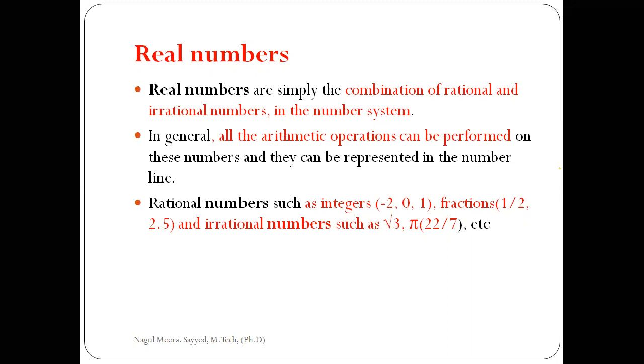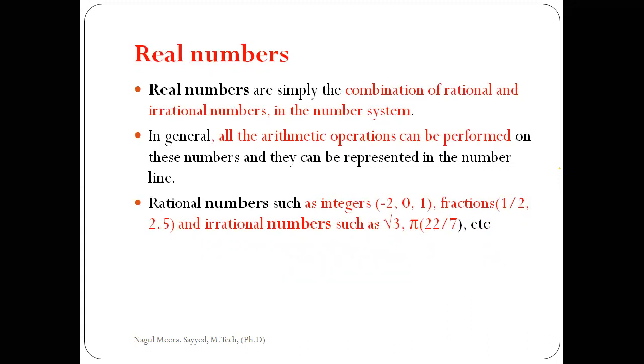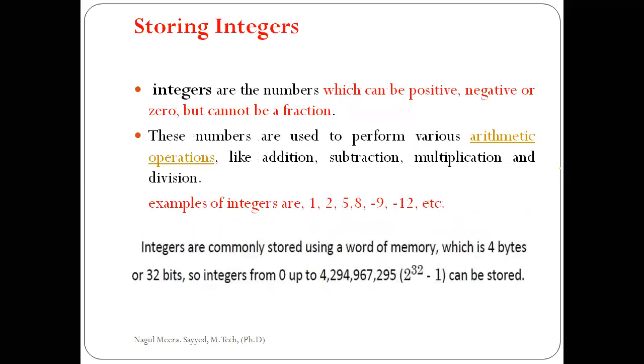I am recalling again. Today's topic, already discussed, is storing integers as well as storing real numbers. What is the meaning of integer here? An integer is a simple number which is positive, negative, or zero, but not a fraction. A fraction is nothing but a point, like 0.2, 3.4. These types of numbers are not integers. Numbers without fractions, whether positive, negative, or zero, are called integers.